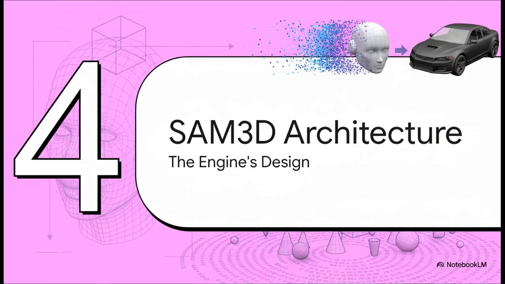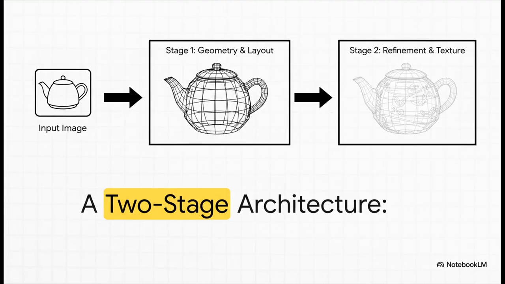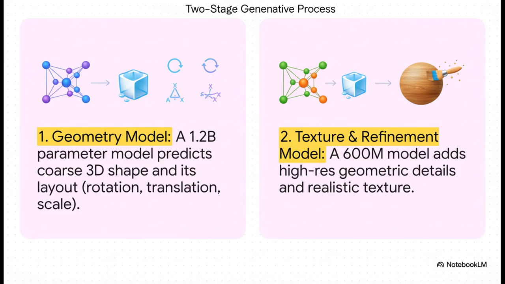Okay, so we've covered the why, the revolutionary training philosophy and the data engine. Now let's look at the what, the actual SAM3D model they built to run on all this amazing data. At a high level, the model itself is split into 2 main parts that work one after the other. It's a smart design that breaks a really complex problem down into 2 more manageable steps. First, get the basic shape and position right, and then worry about the details. Think of it like a sculptor and a painter working together.